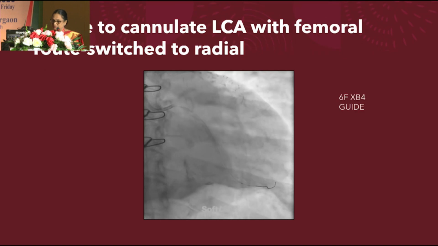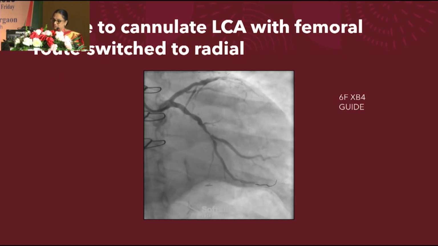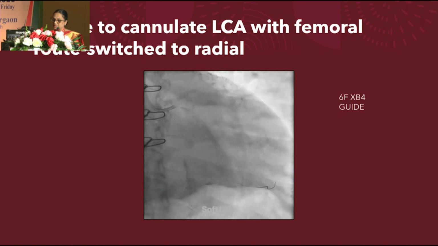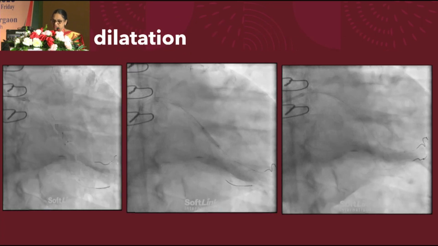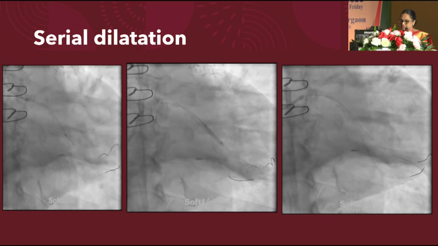So I took him off the table, brought him back after a couple of hours, once I was sure that he was stable, now through the radial. And with an XB4, I could easily cannulate within 2 minutes. So switching from femoral to radial sometimes helps, especially when the patient has a dilated aortic root and tortuous aorta, it can help you. And serial dilatation, it being a calcific lesion, was done.